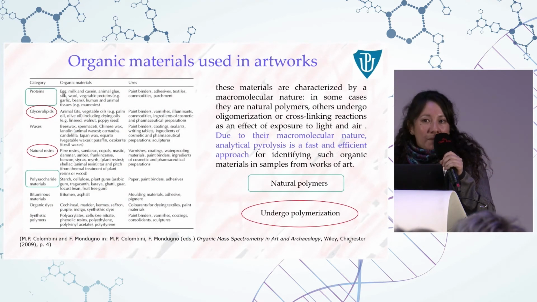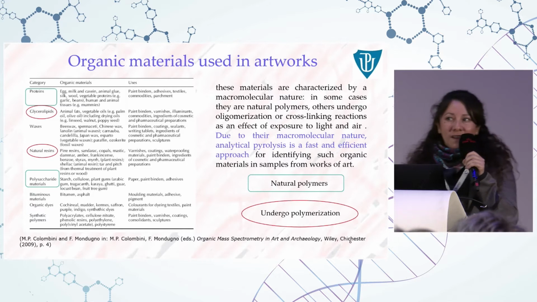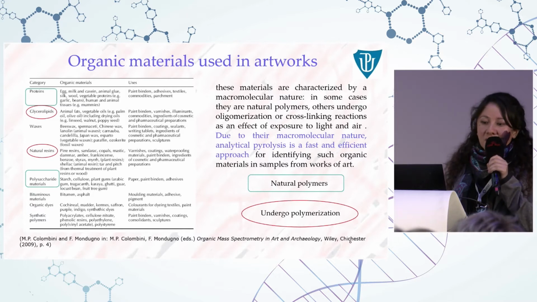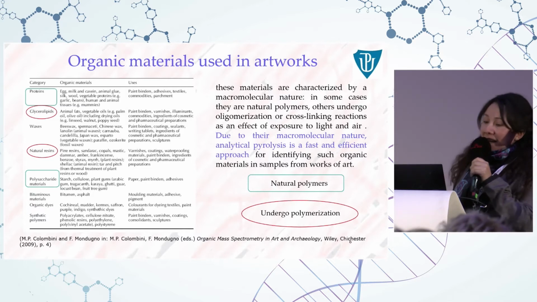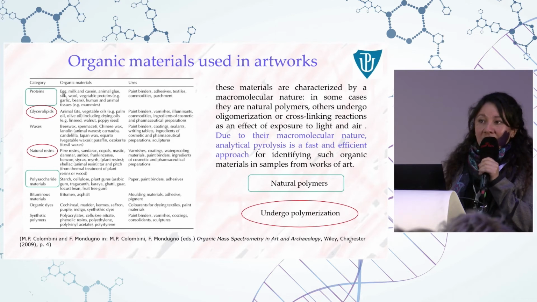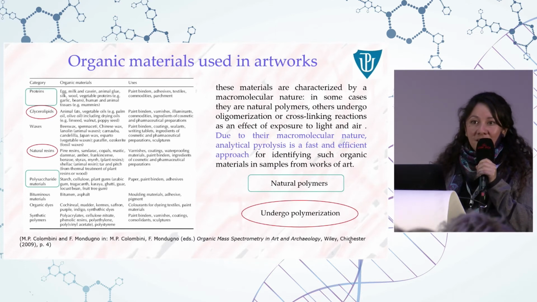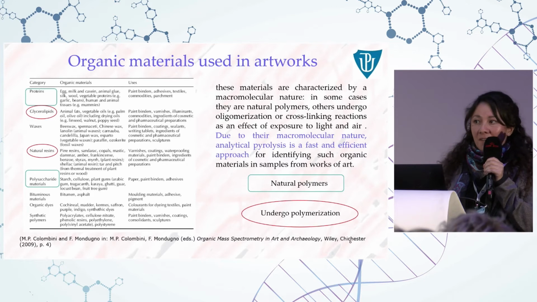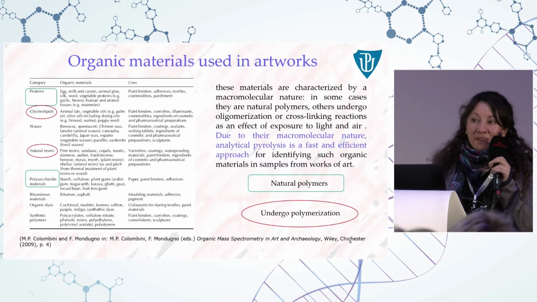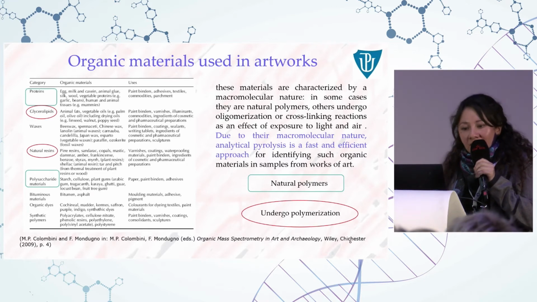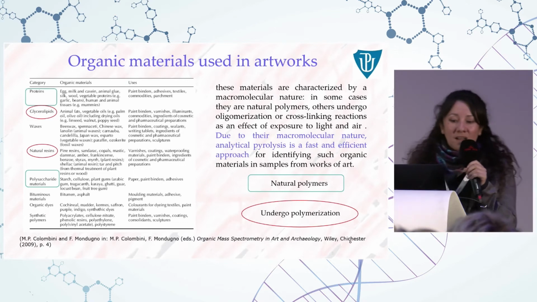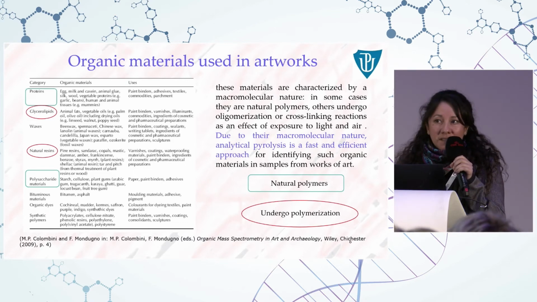Now, from the molecular point of view, what are these organic materials? Well, they can be proteins, and they can be polysaccharides, which means we have a polymeric material. On the other hand, we can also have glycerolipids and natural resins. These resins are not originally polymers, but upon curing, they will develop a network of polymers.